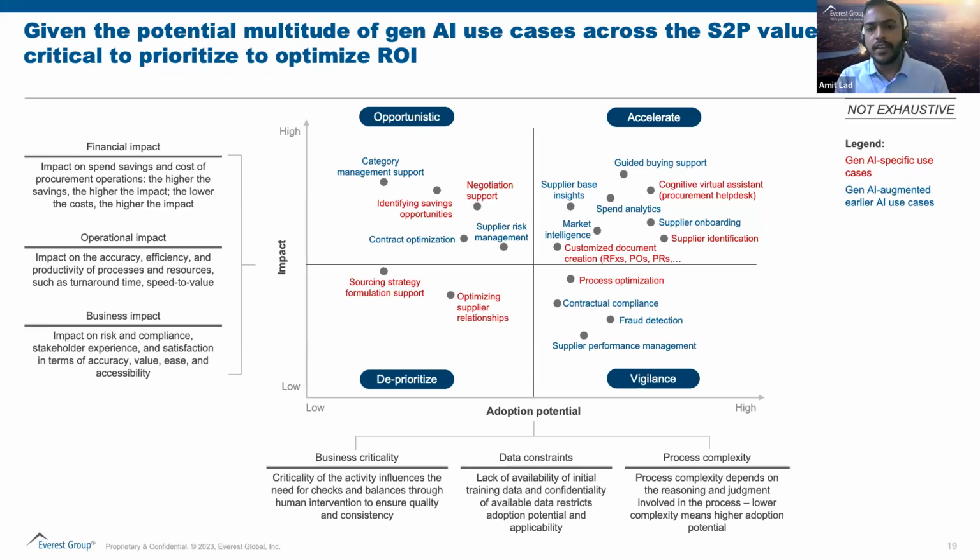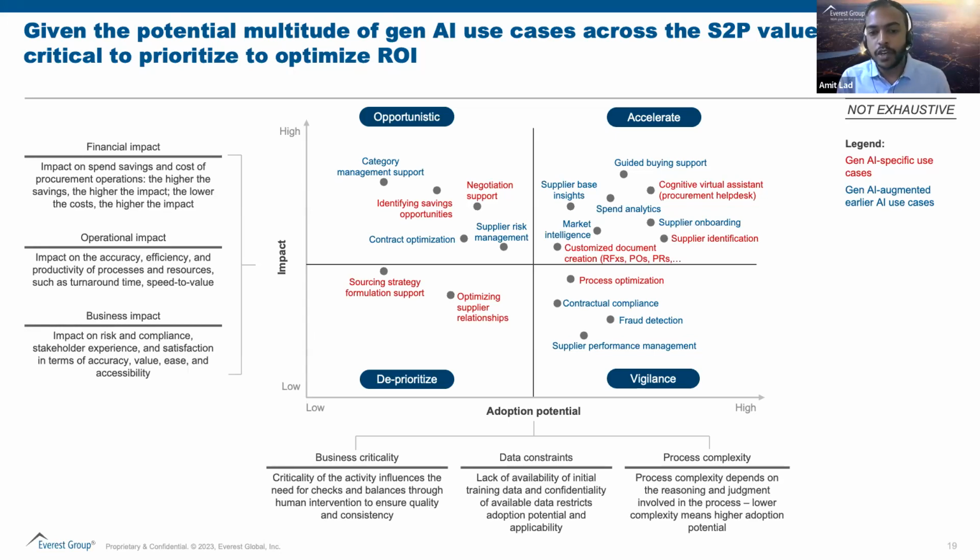And so let's say you're taking customized document creation, which is in your accelerate bucket. Now, we spoke about how your statement of work or your PR, PO, RFPs, etc., can be automated with the help of generative AI, right? Now, the placement here is very much conducive for document creation because the adoption potential is high, along with the impact which generative AI can create being in a very suitable position, right?